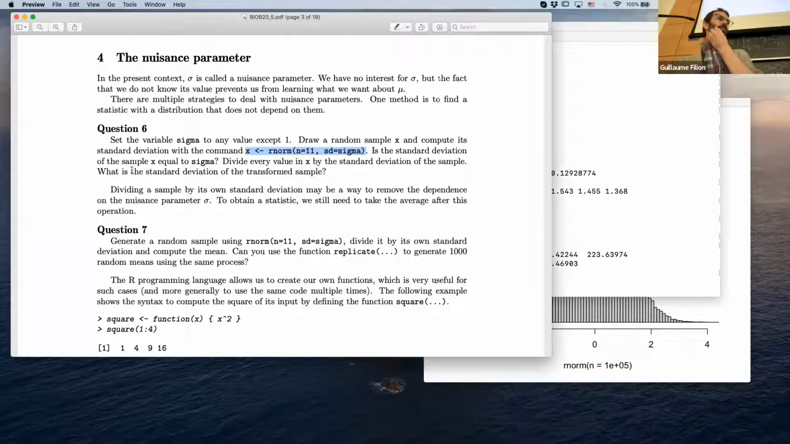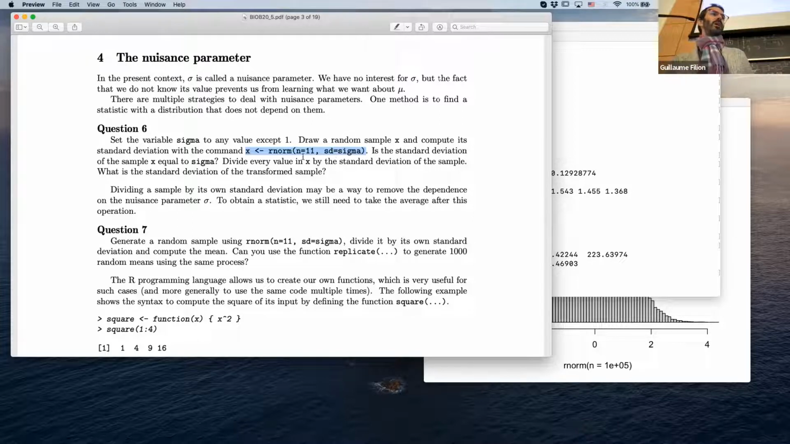Is the standard deviation of the sample x equal to sigma? Nope, not at all, and it should not. There's no reason why it should. Sigma is the value of the standard deviation of the distribution, but when you sample from it, there are always fluctuations. That's fine.